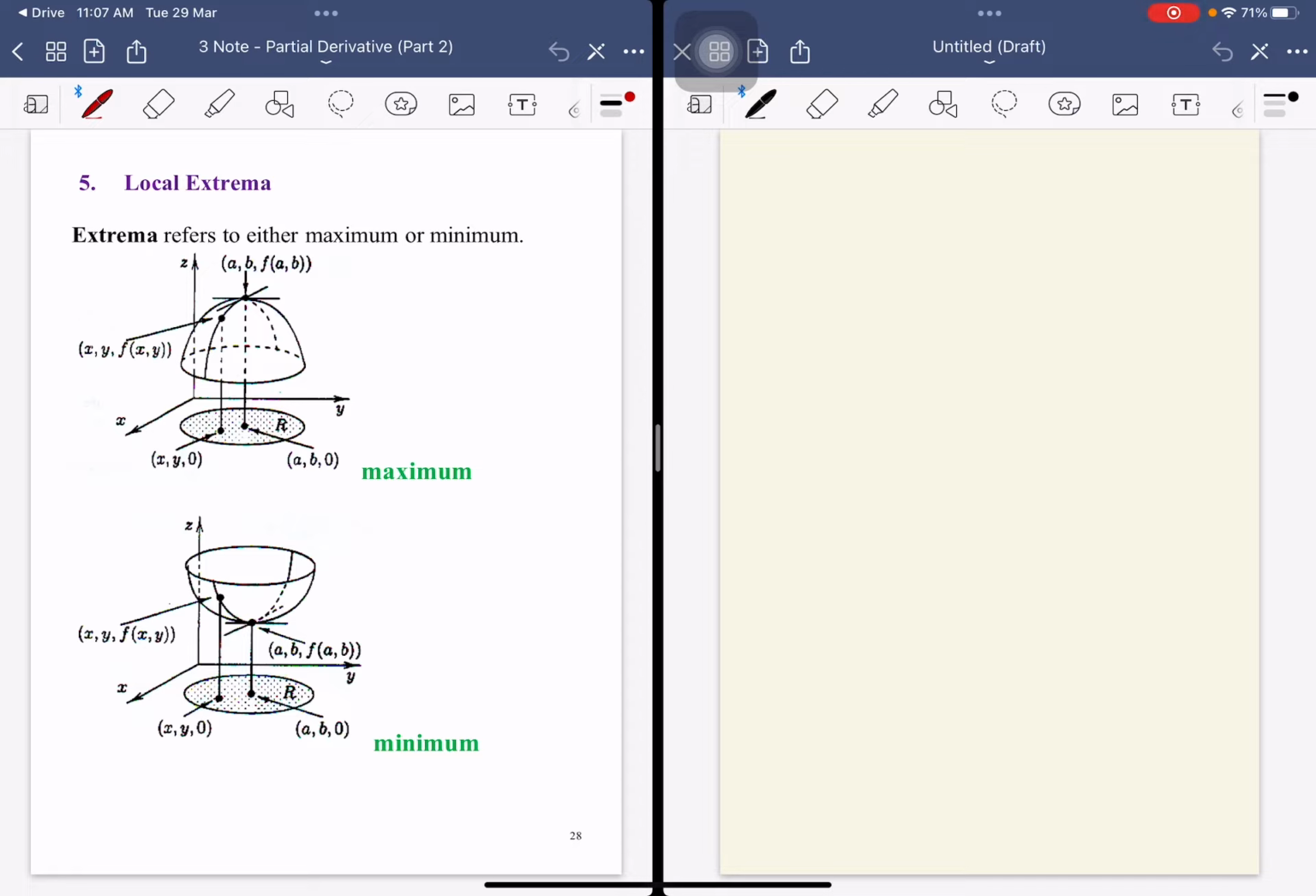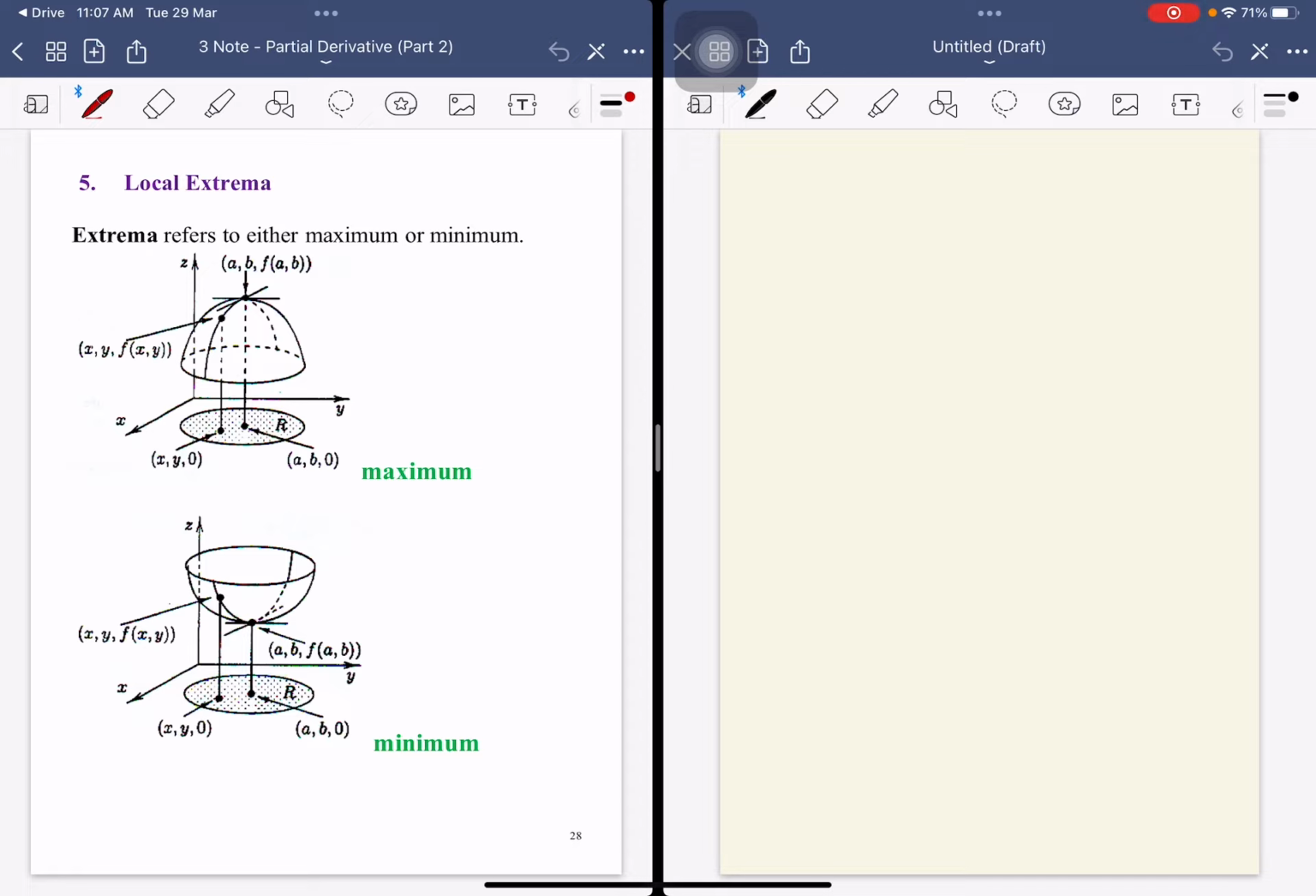But what if we have a multi-variable function that is complicated to sketch, for example? Partial derivative is one of the ways to figure out those points. First things first, we're going to learn how to find the local extrema points, or another way to say it, the critical points.